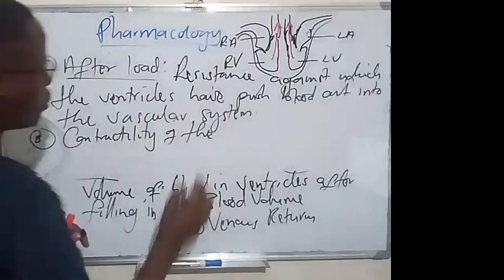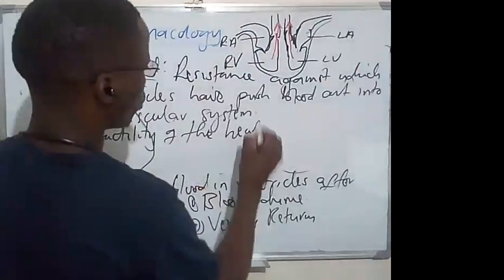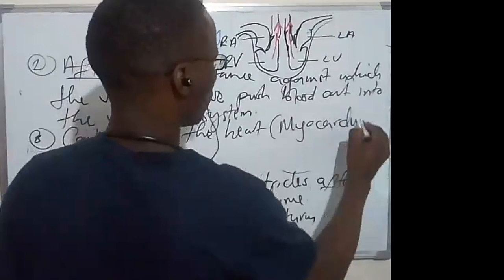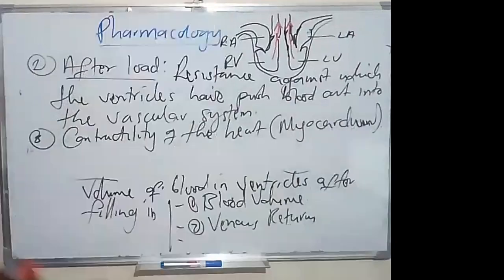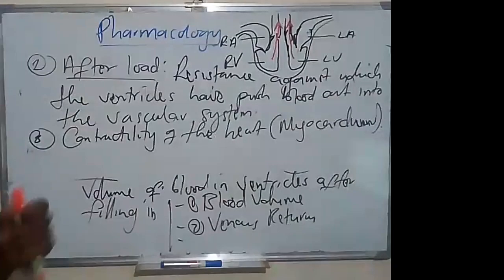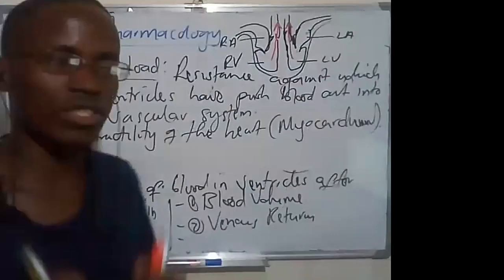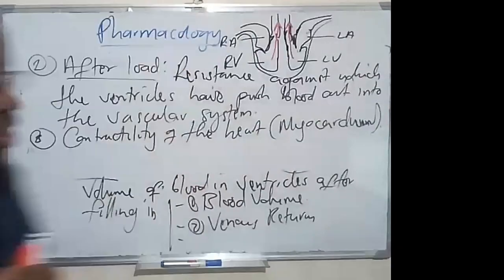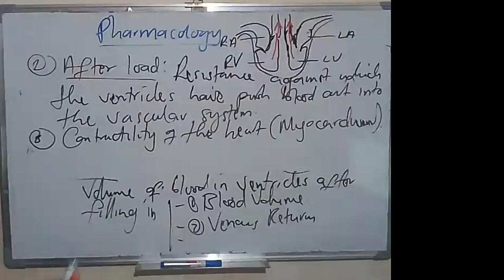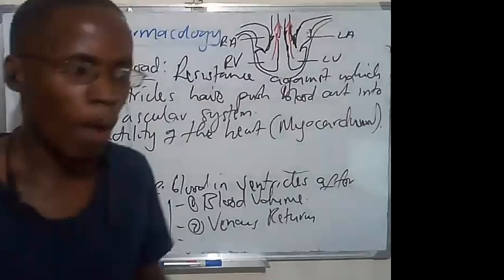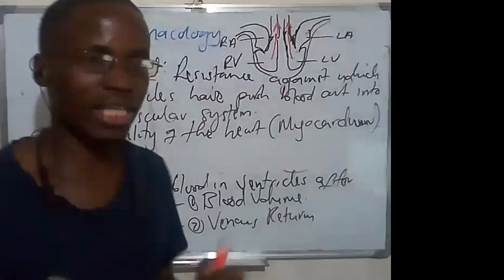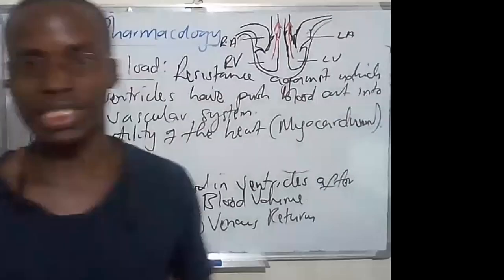When we say the heart, here we are basically talking about the myocardium, because that is the muscle of the heart, okay? So how much the heart muscle is able to contract. If it cannot contract so easily, then it means that blood pressure is going to be low. But if the heart muscle contracts so much, then it means that blood pressure is going to be quite high, okay?